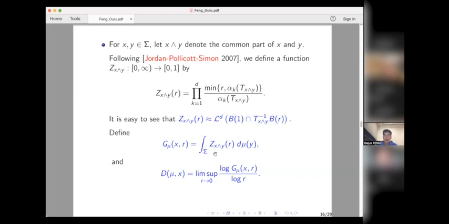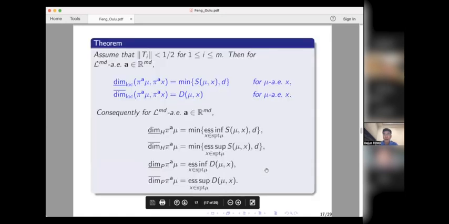Then we can define the integration of this function C(x,y,r) with respect to y. We get G mu (x, r), and then we can take the limit of log G mu (x, r) over log r as r tends to zero. Taking the limit sup, we get D mu at x.